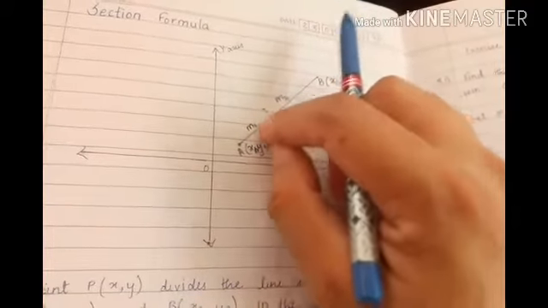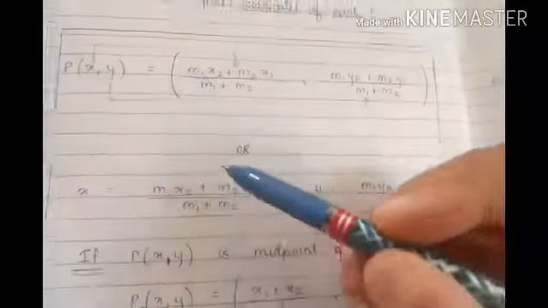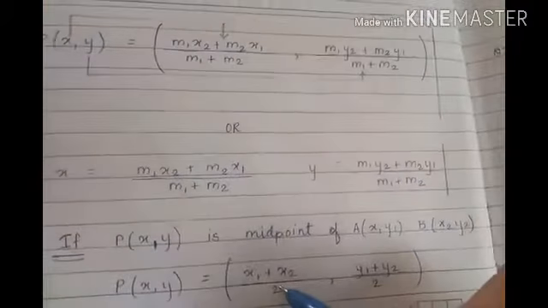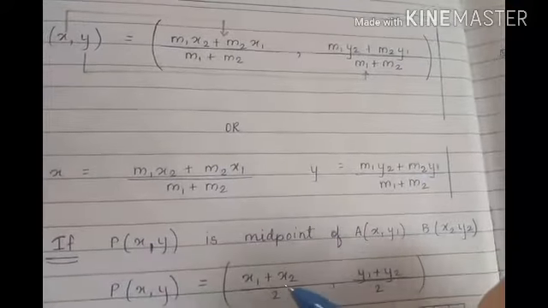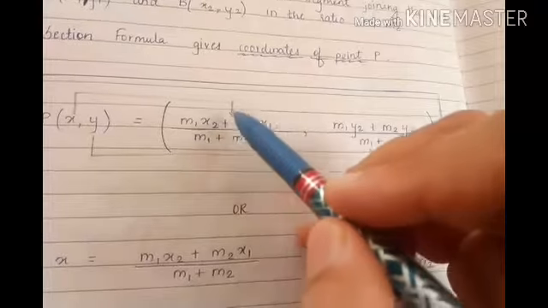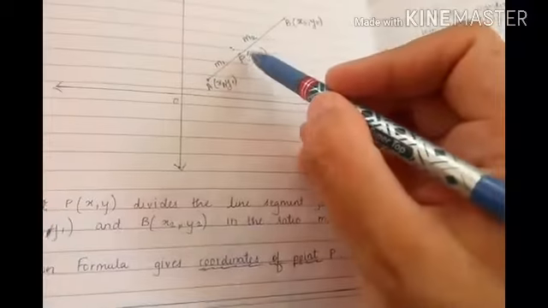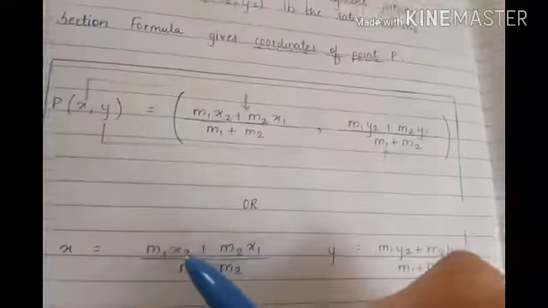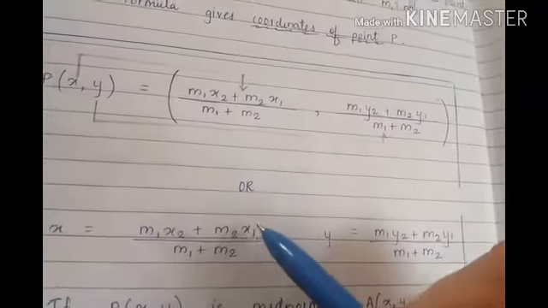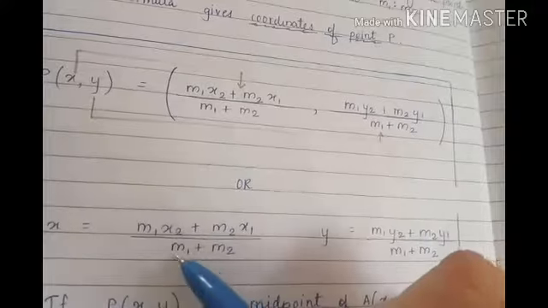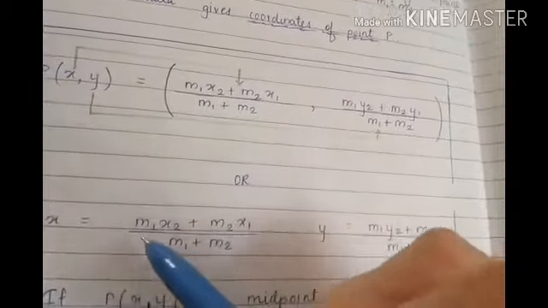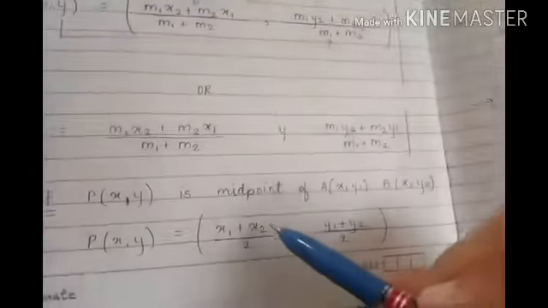So what is the value of m1? 1. What is the value of m2? It is 1. Hence, when we convert the section formula into the midpoint formula, m1 is 1, m2 is 1, so 1 plus 1 becomes 2. So the x coordinate is divided upon 2, and the formula is m1x2 plus m2x1. If P is the midpoint of AB, the value of m1 is 1, the value of m2 is also 1. So 1 into x2 is x2, 1 into x1 is x1, and 1 plus 1 is 2. So it becomes x2 plus x1 upon 2, or x1 plus x2 upon 2.